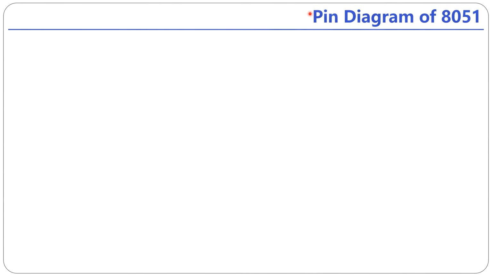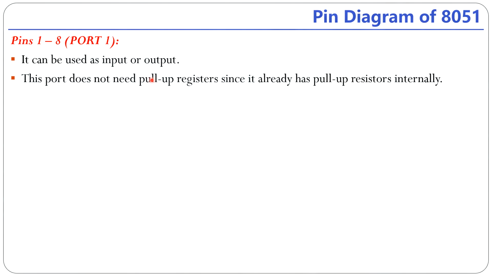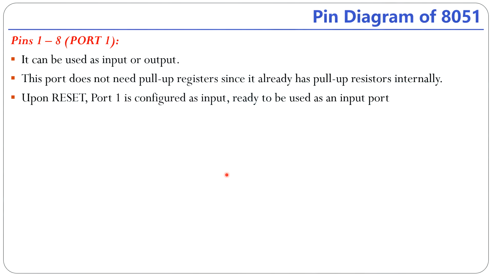Now we will see the pin diagram of the 8051 microcontroller. First of all, pins 1 to 8 represent port 1. It can be used for input or output purposes. This port does not need pull-up resistors, since it already has pull-up resistors internally. Upon reset, port 1 is configured as input, so it is ready to be used as an input port.